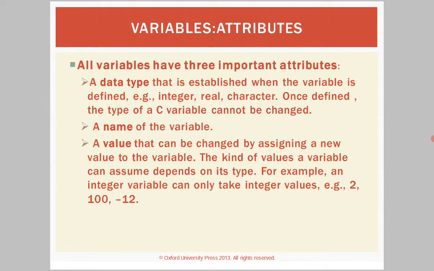Each and every variable used in a C program must be defined and declared by using some data type. The data type is established when the variable is defined. Example: integer data type, real data type, character data type. Once defined, the type of a C variable cannot be changed. Next is the name of the variable. Every variable has a name. Next is a value, which can be changed by assigning a new value, and every variable may or may not have some initial value in it.